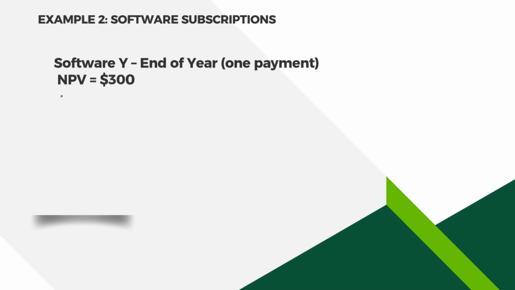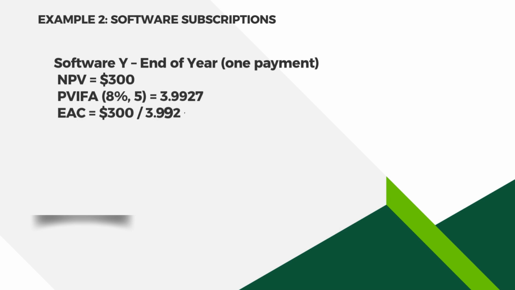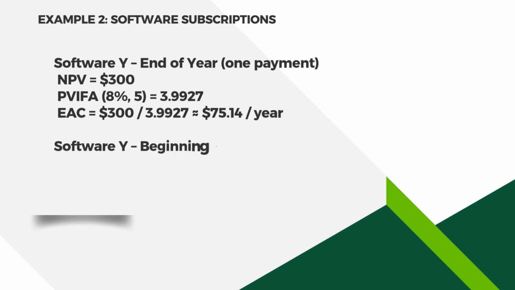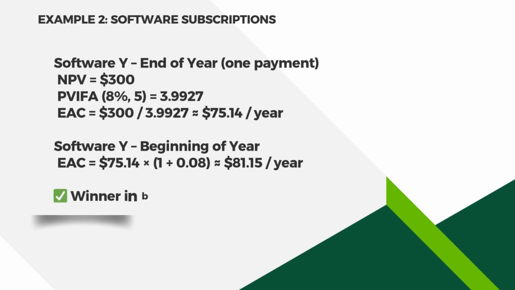Software Y, end of year, one payment. NPV equals $300. PVIFA, 8%, 5 equals 3.9927. EAC equals $300 divided by 3.9927 equals $75.14 per year. Software Y, beginning of year. EAC equals $75.14 times 1 plus 0.08 equals $81.15 per year.